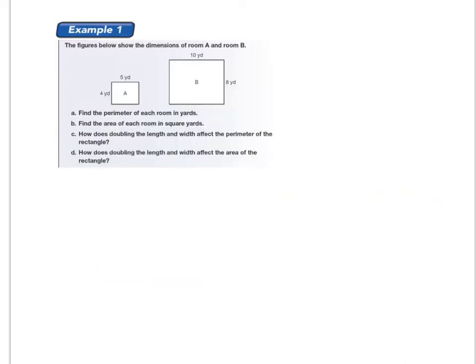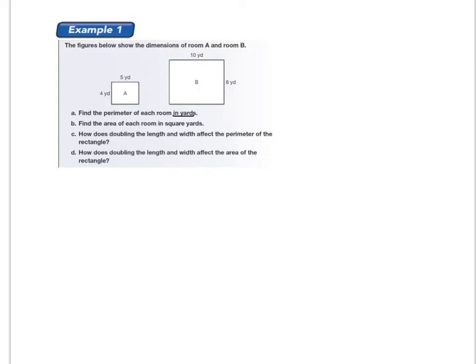Diving into example 1 here. The figures below show the dimensions of room A, right here, and room B. We want to find the perimeter of each room in yards. That's step A. Key point here, that this says in yards. That's important because this is yards, that's yards, and so are these two. So there's no converting to do. We can just find the perimeters of those.